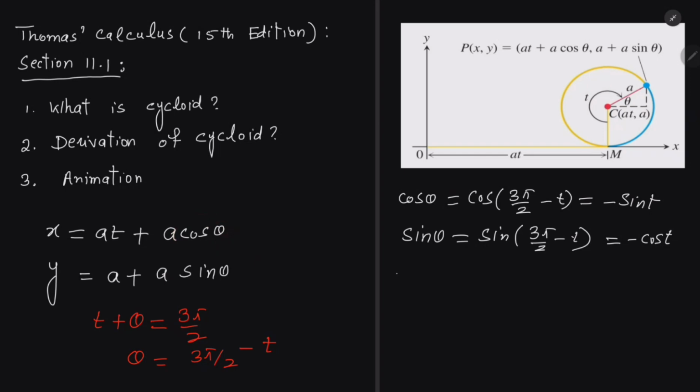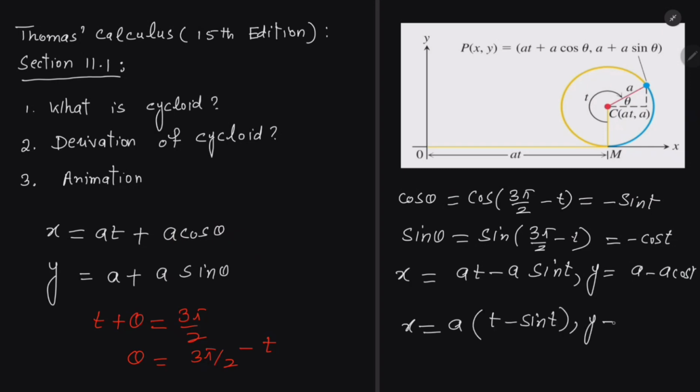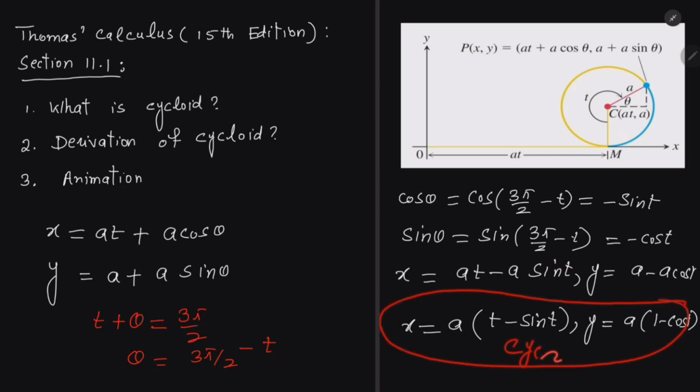We put these values over here for cos theta and sine theta. This becomes x is equal to at minus a sine t, and y is equal to a minus a cos t. And we can also write x is equal to a(t minus sine t), and y is equal to a(1 minus cos t). So this is our final answer, and this is called the equation of the cycloid.